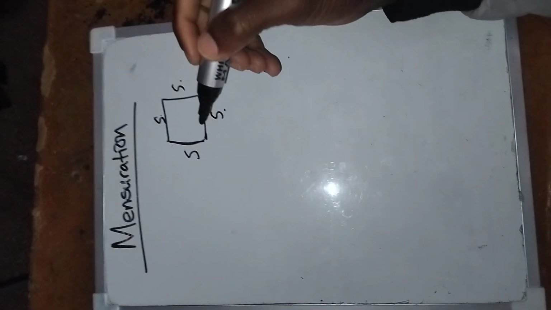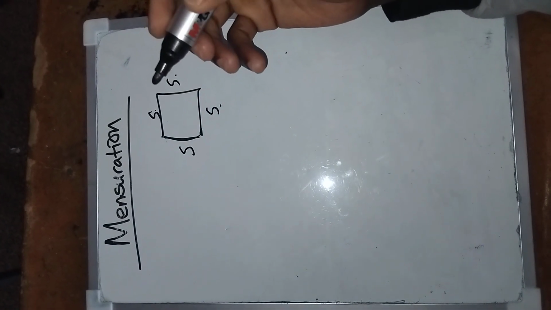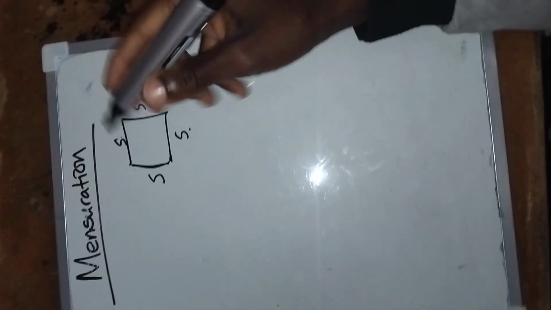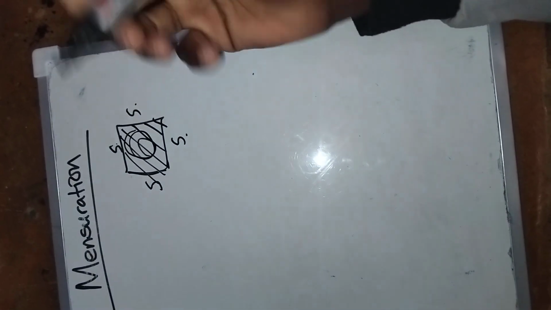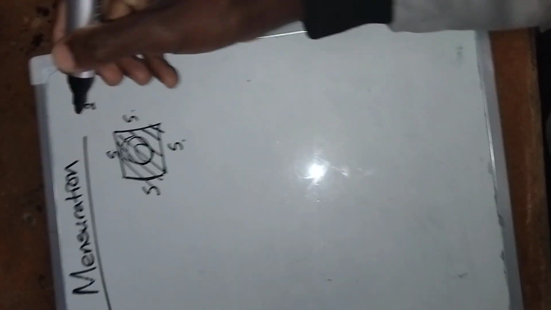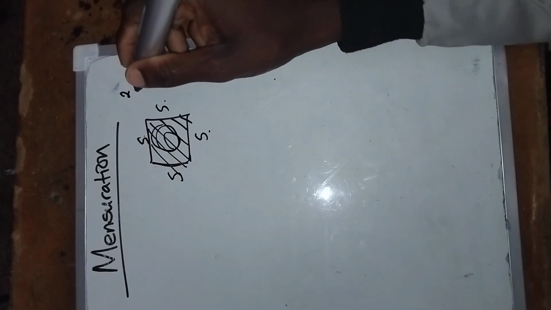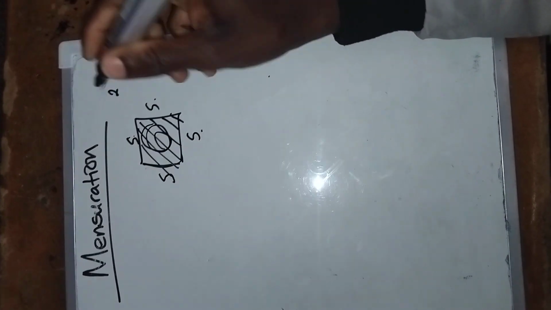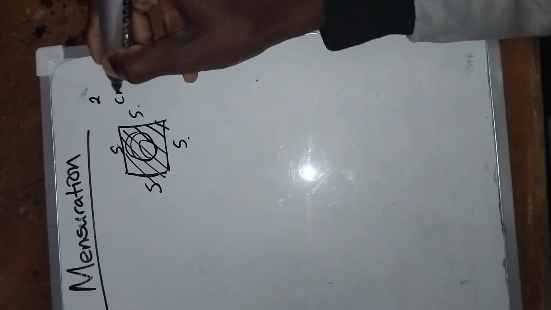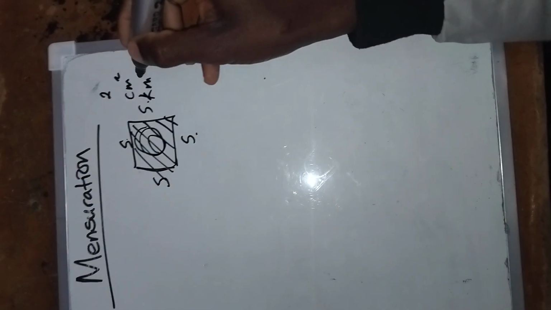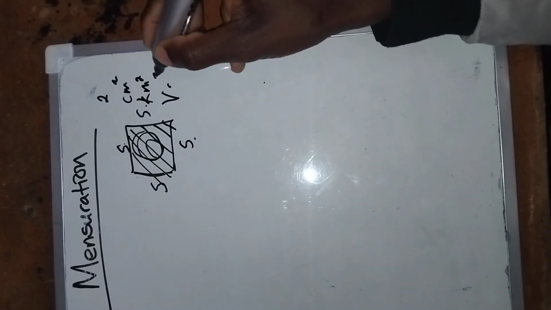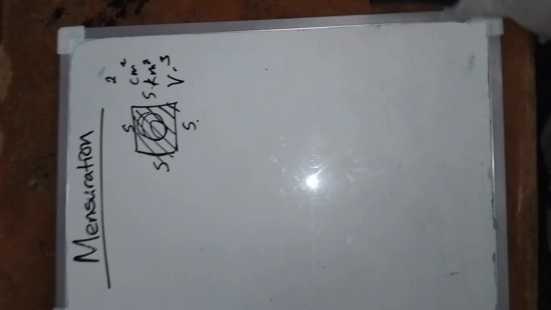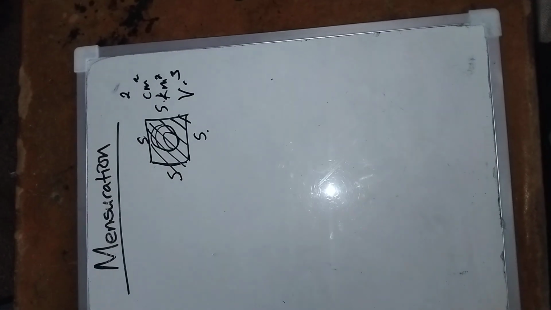But area measures the space enclosed by the perimeter, and it is in square units, for example centimeter squared, kilometer squared. Then volume is in cubic units. So that is mensuration.